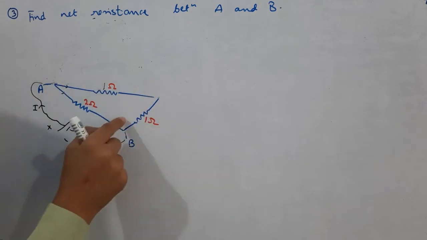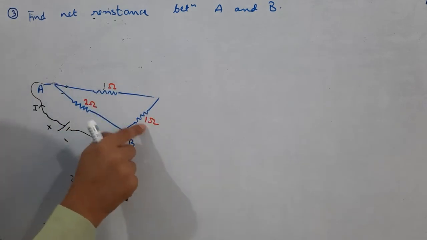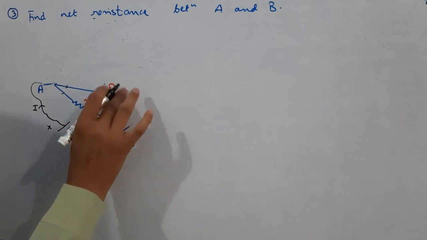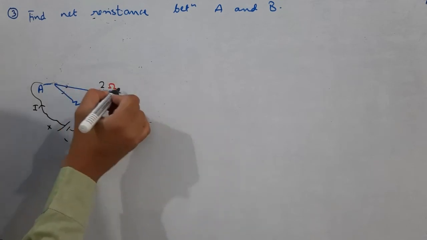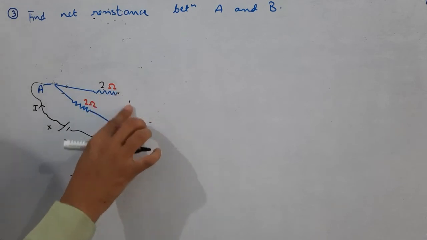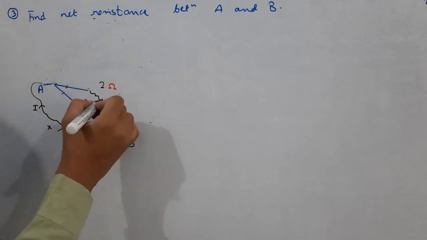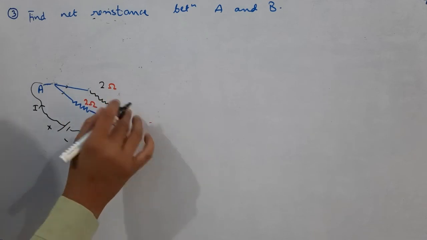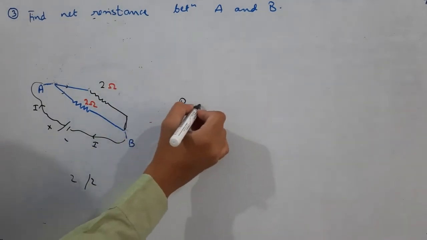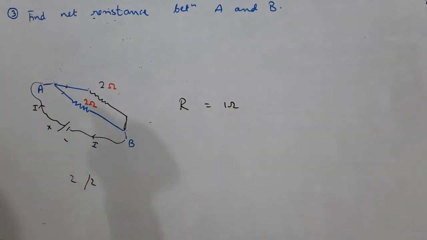So in this path, these two resistors are in series. So 1 and 1 will be in series. So their equivalent resistance will become how much? 2 ohm. And I can draw it like this. No harm in drawing like this. And again this 2 ohm and this 2 ohm, they are in parallel. So the net resistance between the points A and B will be how much? 1 ohm. Is this clear, students?